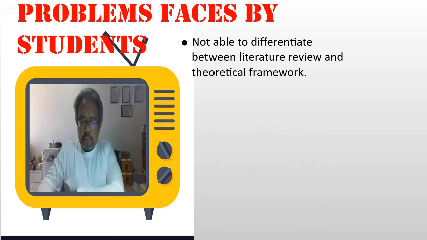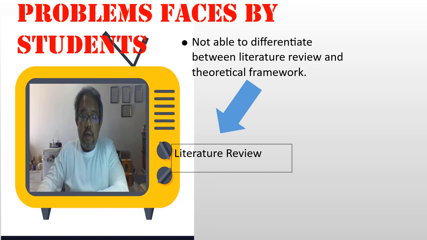One of the problems that I found is that students are not able to differentiate between the literature review and the theoretical framework. As a researcher for a final year project, you should know the differences between the two. The literature review mostly focuses on past published or unpublished secondary literature which you use to support your argument related to your research topic. You take citations from past published or unpublished articles or reports that will support your argument and your facts.